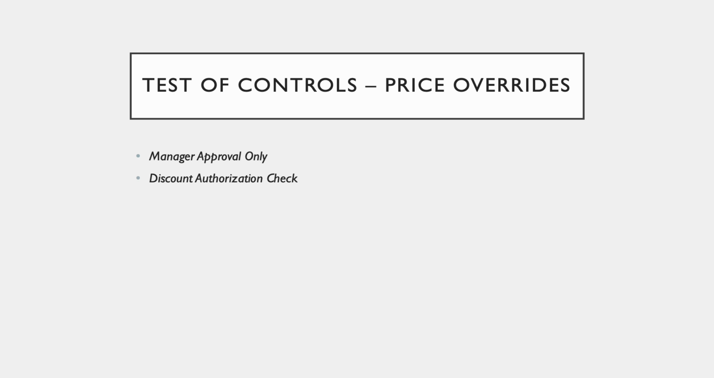So now we're going to look at price overrides. Controls around discounts or price overrides often require managerial approval. This prevents unauthorized changes to prices, which could lead to errors or fraud. Here's how to test it. Test number one. Observe a cashier attempting to override a price without authorization. The system should block them.